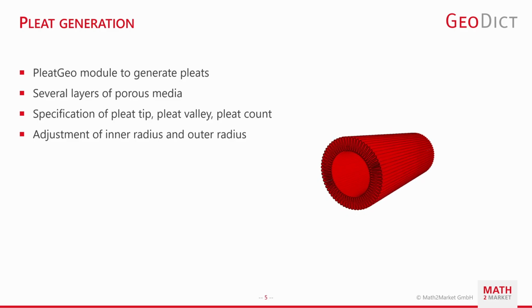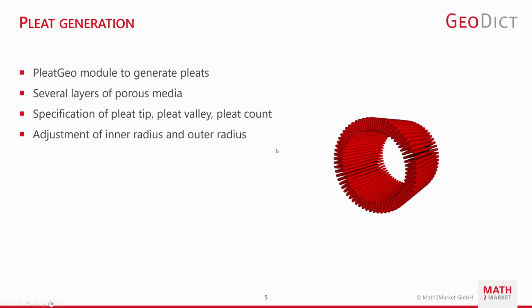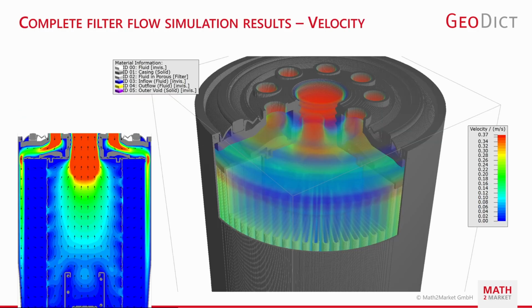So after you've created all the different structures in GeoDict, you will then pretty much import the pleat inside of the structure and run the simulation. And after you've run the simulation, you can also then see things which are really, really hard to see in reality, but are easy to see in the simulation, like how the flow directly behaves inside of the structure. This, for example, is a result of a flow simulation, and you can see here the velocity and how it behaves inside of the filter itself.